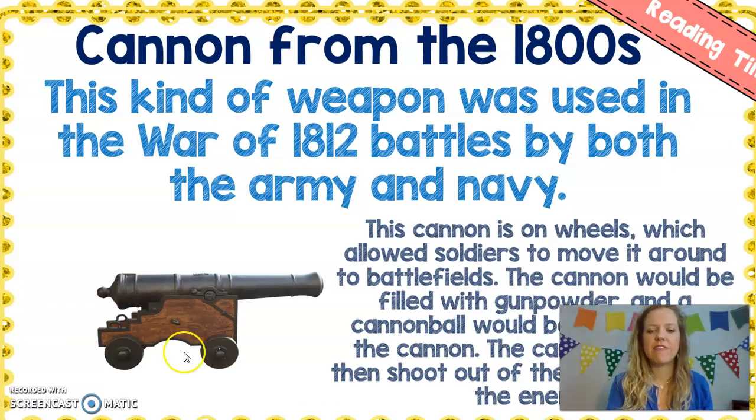And this is a cannon from the 1800s. This kind of weapon was used in the War of 1812 battles by both the Army and the Navy. So this picture right here is a picture of a cannon. This cannon is on wheels, which allowed soldiers to move it around the battlefields. The cannon would be filled with gunpowder and a cannonball would be placed inside the cannon. The cannonball would then shoot out of the cannon toward the enemy.